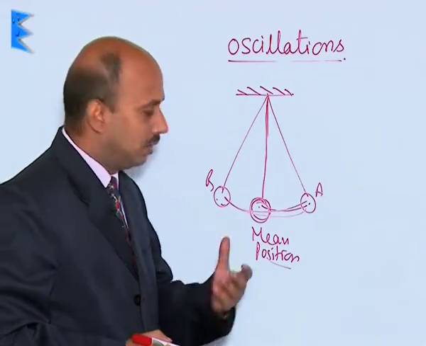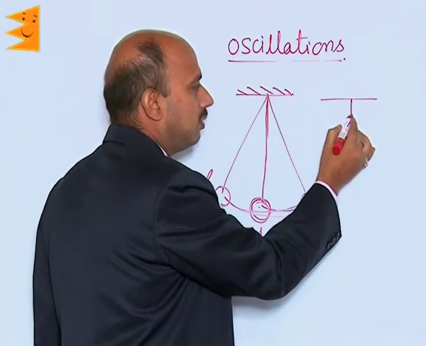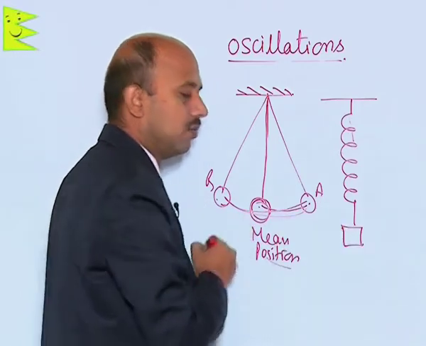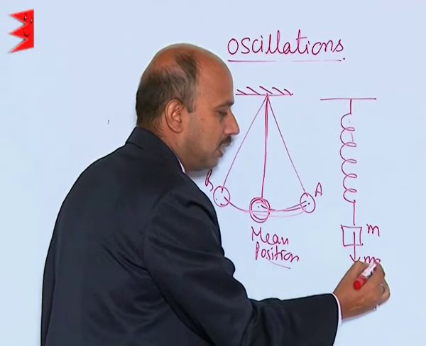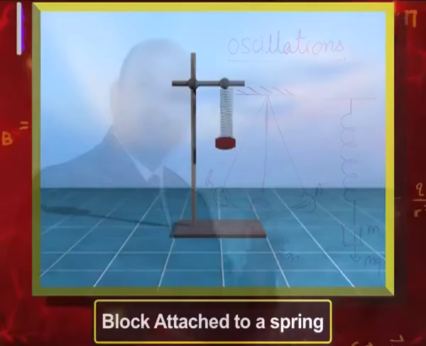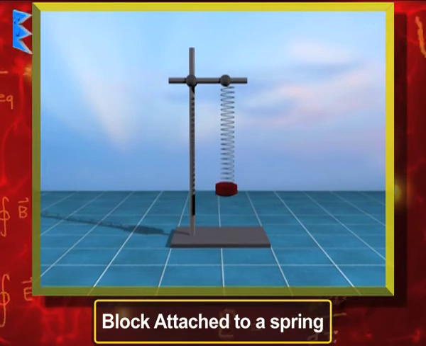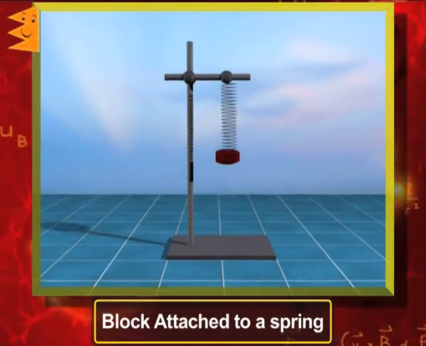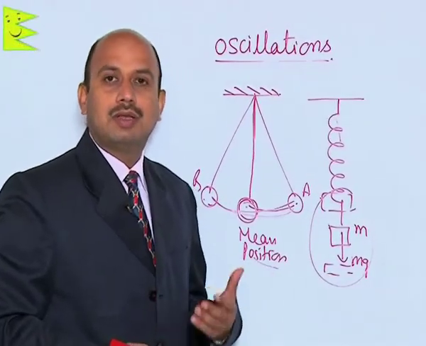Similarly, if you are taking a spring, suppose the spring is here and this spring is like this and a mass is hung here. When the mass is hung here, its force mg is acting downside, and when you pull this mass downward by a small displacement and release it, this mass will start oscillating like this, going up to a certain height and then below this, and this type of motion is also an example of the oscillatory or vibratory motion.